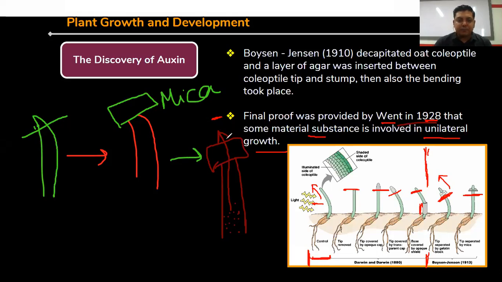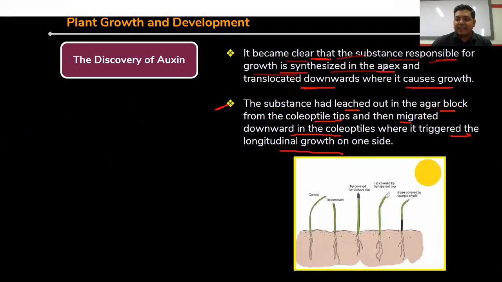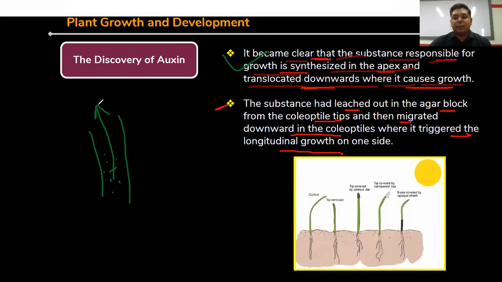Am I clear to you? So Went first discovered the auxin. It became clear that the substances responsible for growth are synthesized in the apex and translocated downwards, where they cause the growth. So in case of auxin, generally produced at the base of the plant, they are transported throughout the whole plant body. And in case of auxin, they are produced at the base of the plant and they are transported to the tip, where it is responsible for the growth or bending of the apical portion of the coleoptile.